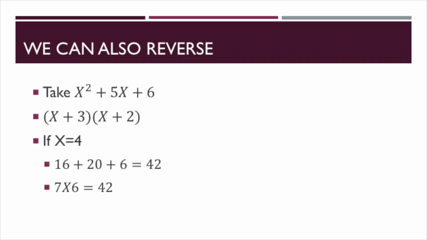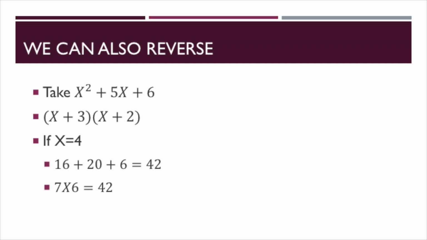So we know that 6 plus 1 doesn't equal 5. But we do know that 3 plus 2 equals 5. So we say, okay, let's take (x plus 3) times (x plus 2). Now, that's x squared plus 3x plus 2x, which is 5x, plus 6. So you see here we've taken that x squared plus 5x plus 6 and separated it out into two factors.